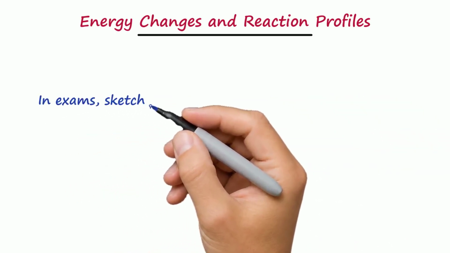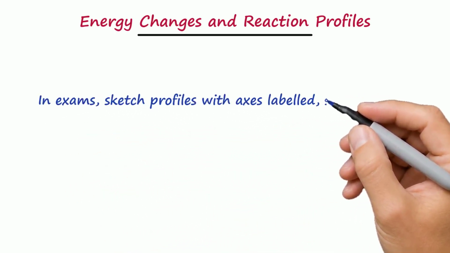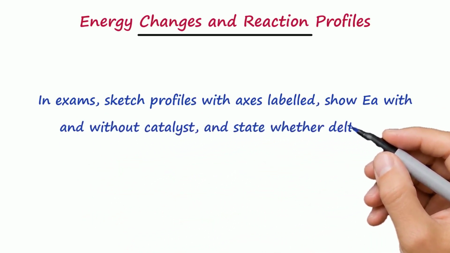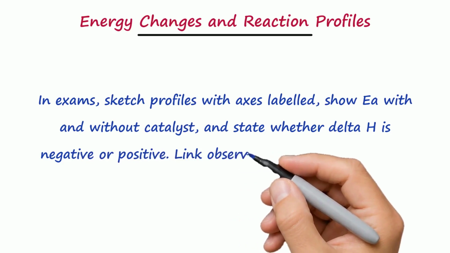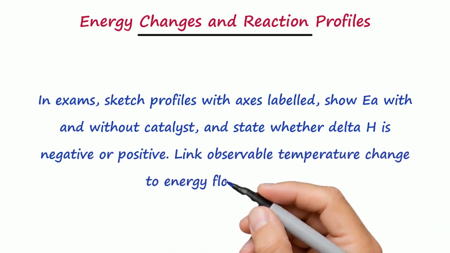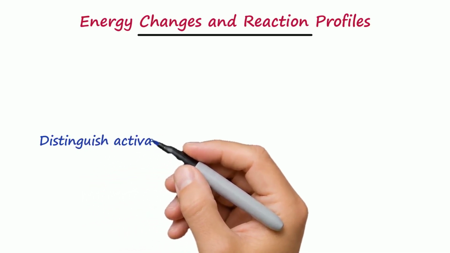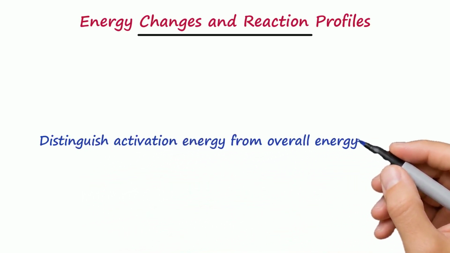In exams, sketch profiles with axes labeled, show EA with and without catalyst, and state whether delta H is negative or positive. Link observable temperature change to energy flow direction. Distinguish activation energy from overall energy change.